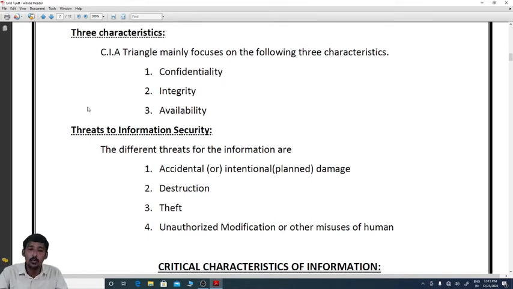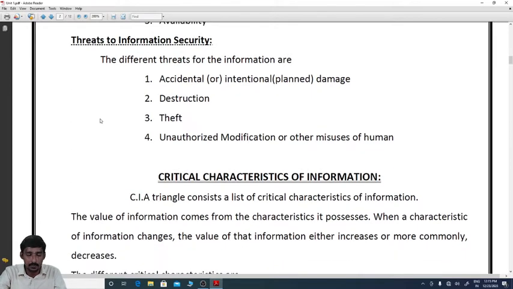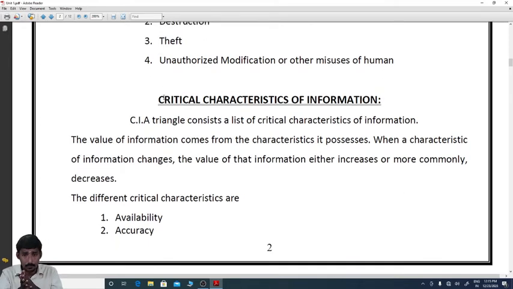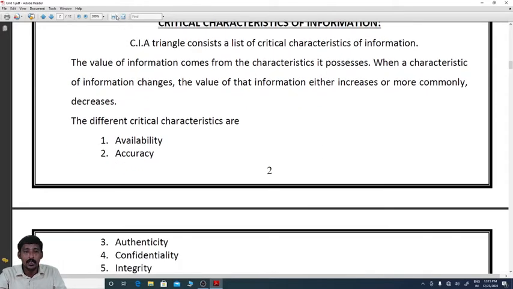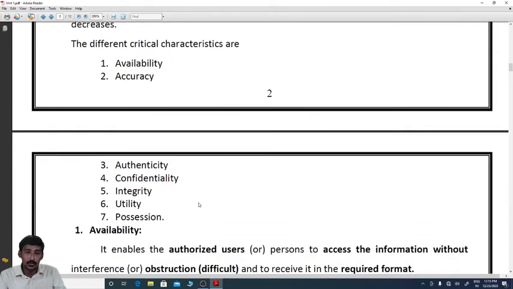Okay, so next we move on to the different characteristics of information that we are going to follow for storing and providing security. According to the CIA triangle, there are different characteristics defined. There are six important characteristics to be followed: availability, accuracy, authenticity, confidentiality, integrity, utility, and possession.